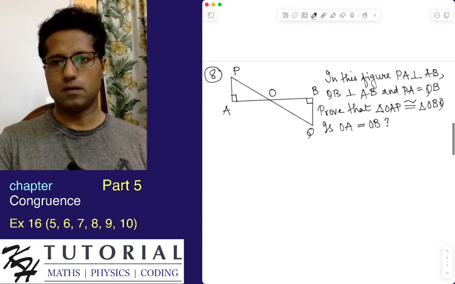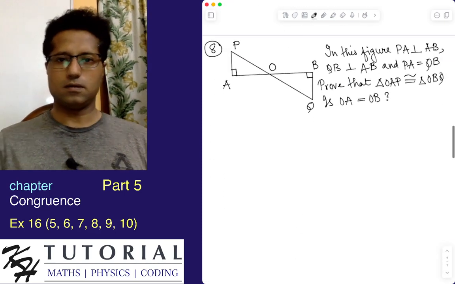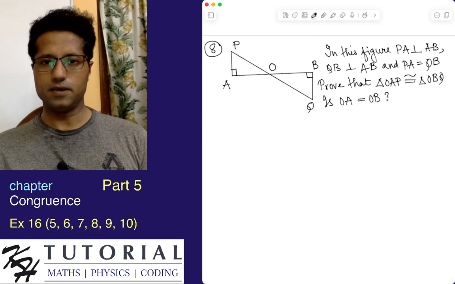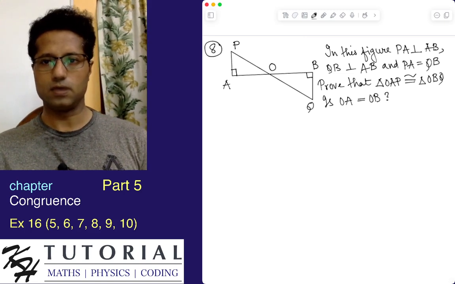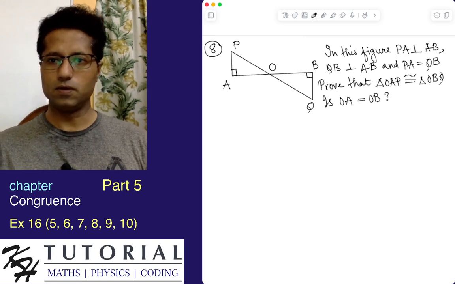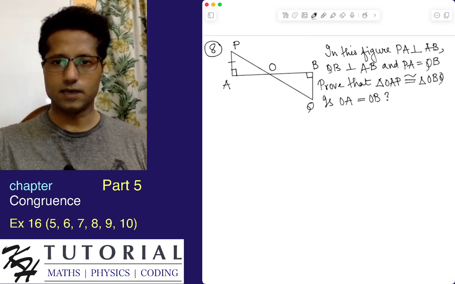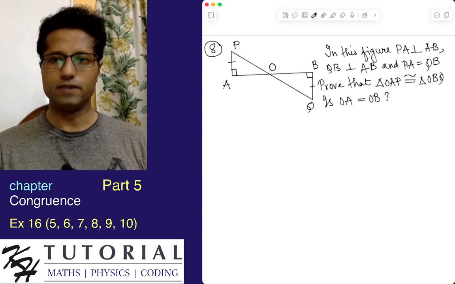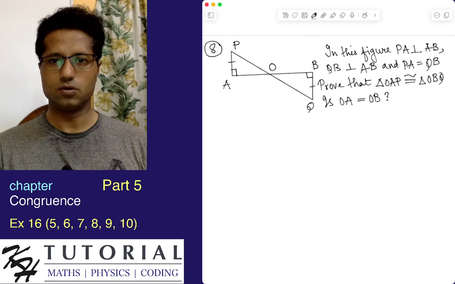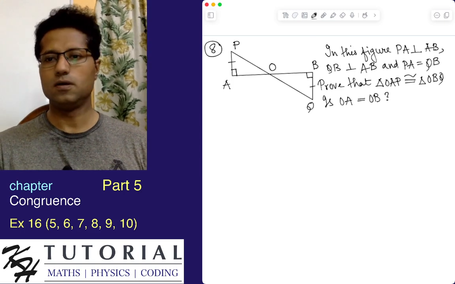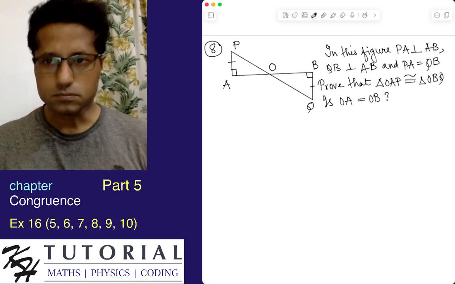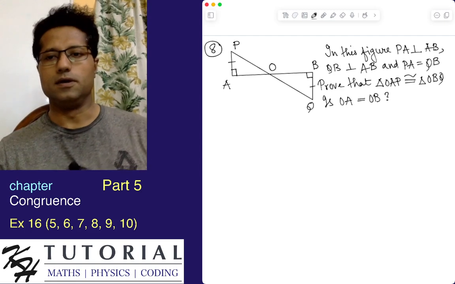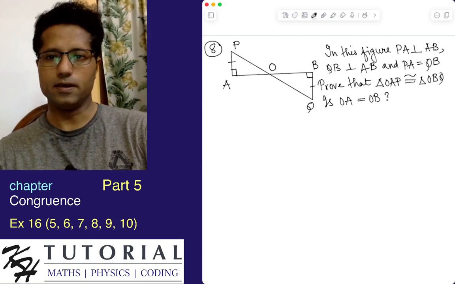Okay. Problem number 8. In this figure, PA is perpendicular to AB, QB is perpendicular to AB, and PA is equal to QB. So these sides are equal: PA is equal to QB. Prove that triangle OAP is congruent to triangle OBQ. Is OA equal to OB?